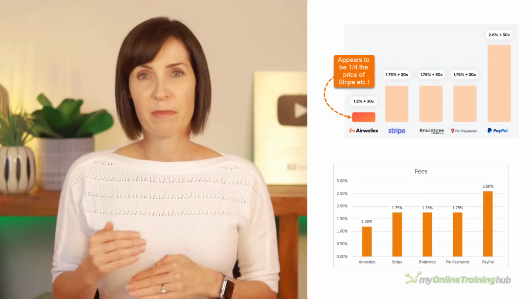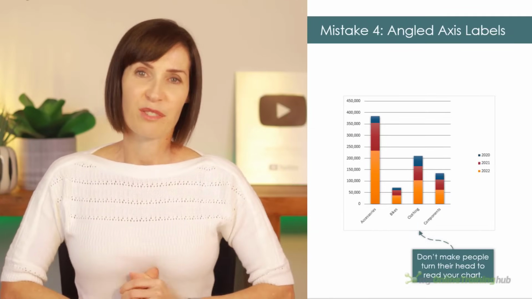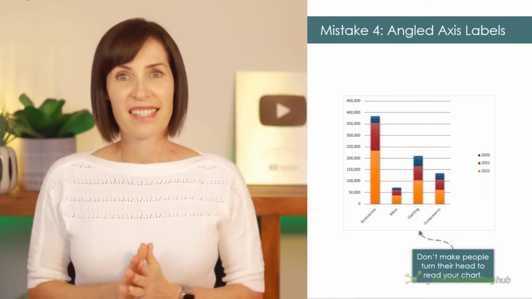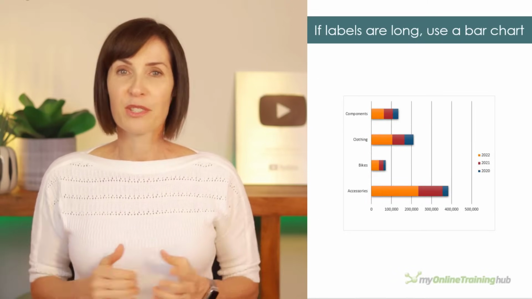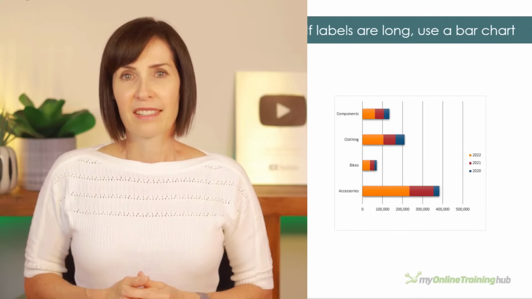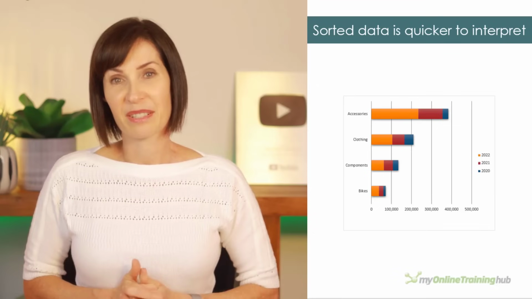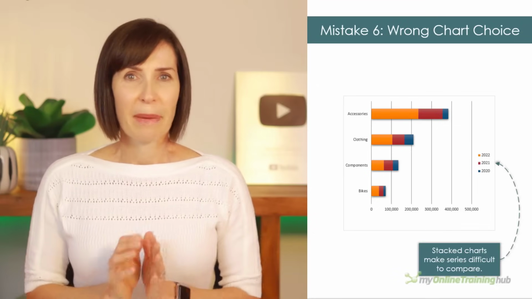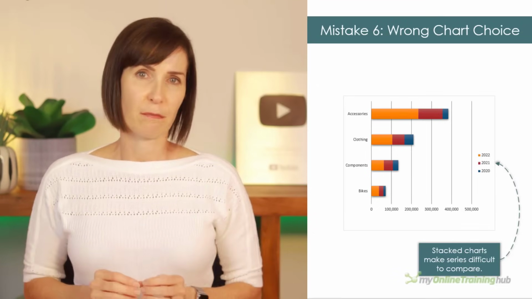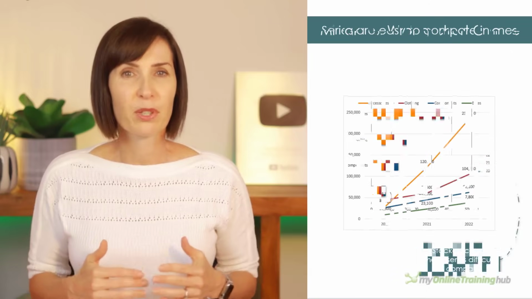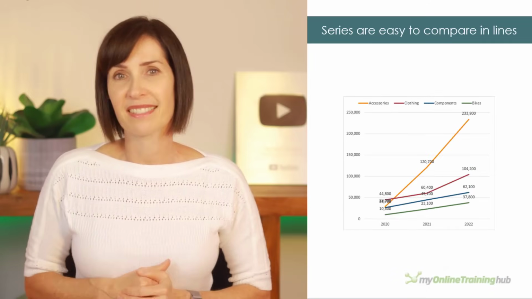Now, I should point out that the axis starting at zero is less important with line charts because we tend to refer to the axis labels to interpret one line's position in relation to others. Don't make people turn their head to read your chart labels. If your axis labels don't fit horizontally, then use a different chart, like a bar chart. Sorting data takes the work out of ranking, making your charts quicker and easier to interpret. Stacked charts make all but the first series difficult to compare. It's better to use a line chart if the point of the chart is to compare the different series.